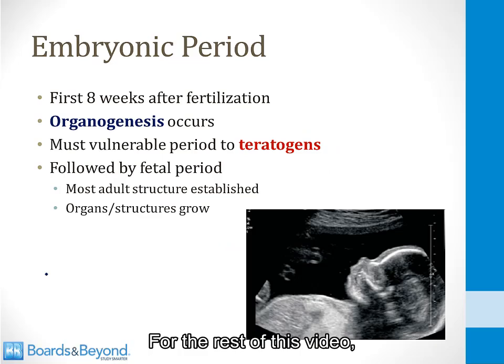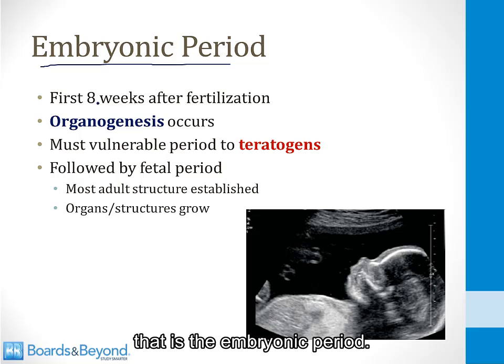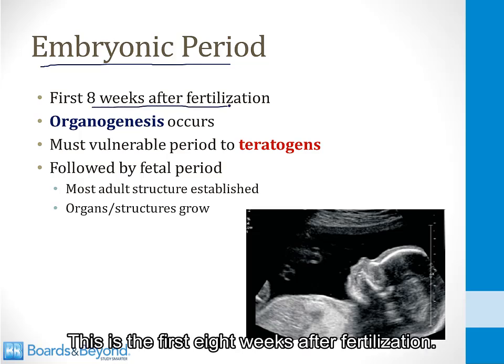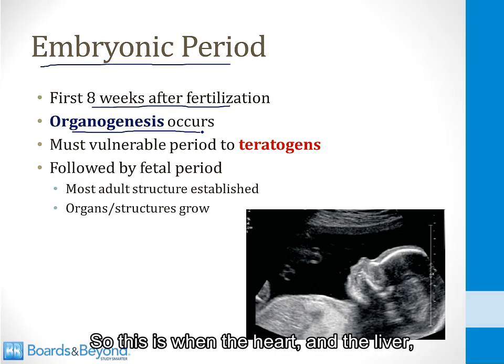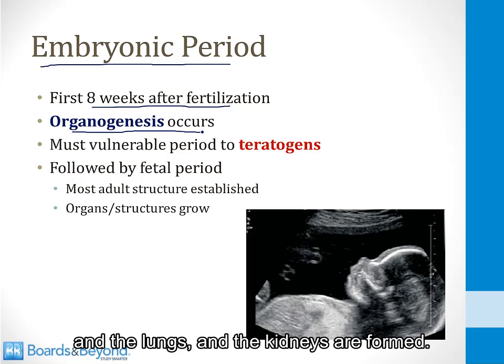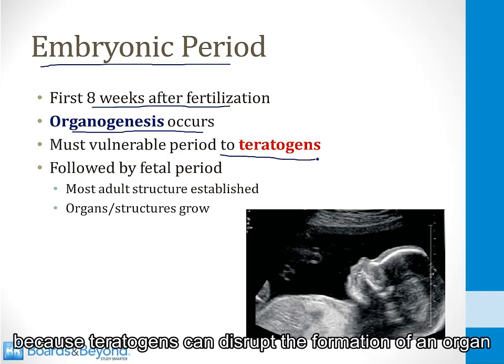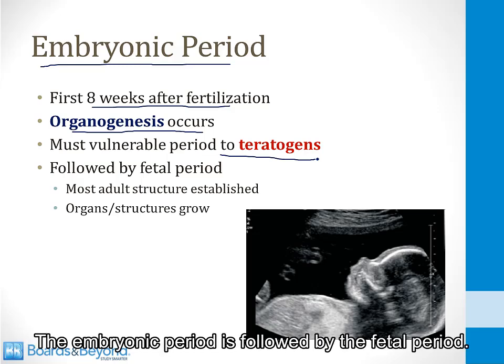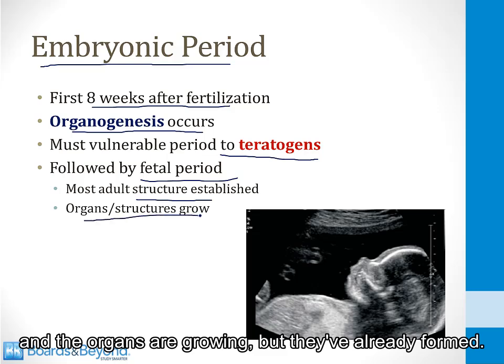For the rest of this video, I'll go through the development of some specific organs and structures. First, let me define an important term, that is the embryonic period. This is the first 8 weeks after fertilization. This is the time during which organogenesis occurs. So this is when the heart and the liver and the lungs and the kidneys all form. And it's during this period that the embryo is most vulnerable to teratogens, because teratogens can disrupt the formation of an organ during the embryonic period. The embryonic period is followed by the fetal period. In this period, most adult structures are established and the organs are growing, but they've already formed.